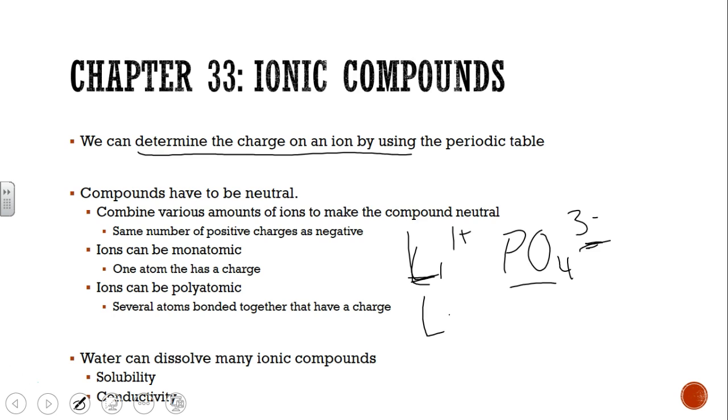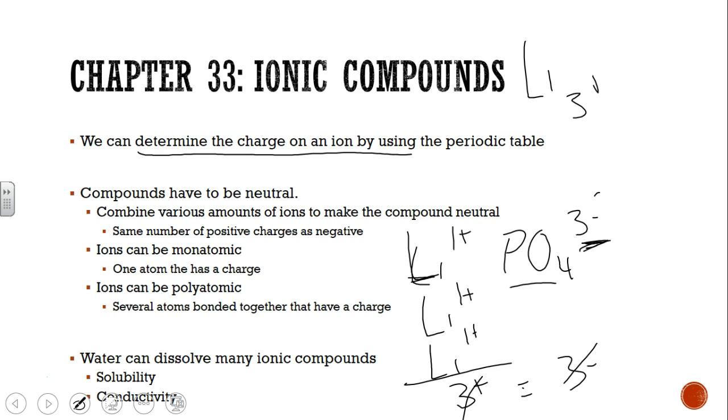So that means we need another 1 plus. That's up to 2 plus, and we need another 1 plus. That's up to 3 plus. And this is at 3 minus. So this is 3 plus, this is 3 minus. They're equal and opposite to each other. They cancel each other out. So we're going to do Li3PO4. Now we don't have to put parentheses around it because there's only one of them.